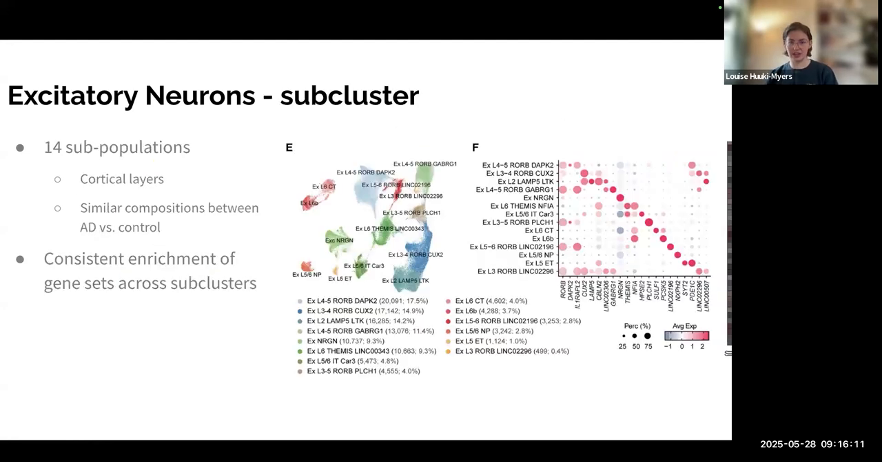Digging farther into the excitatory neurons, they did subclustering. So they pull out 14 subpopulations and they annotate these by layer. And what they found is overall, they found similar compositions at the subtype level between AD and control. And they didn't really find a consistent enrichment of gene sets across subclusters. So they didn't really find anything where one of these subclusters is super involved in that AD control difference. They didn't find anything too interesting there.